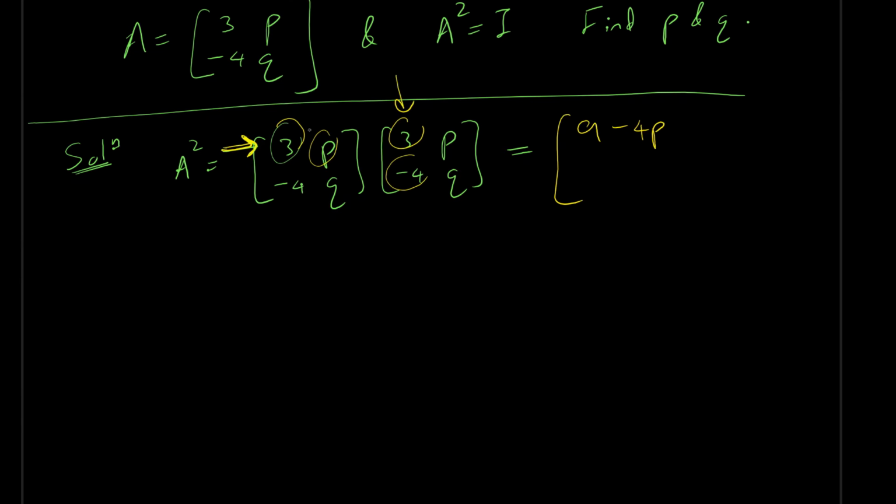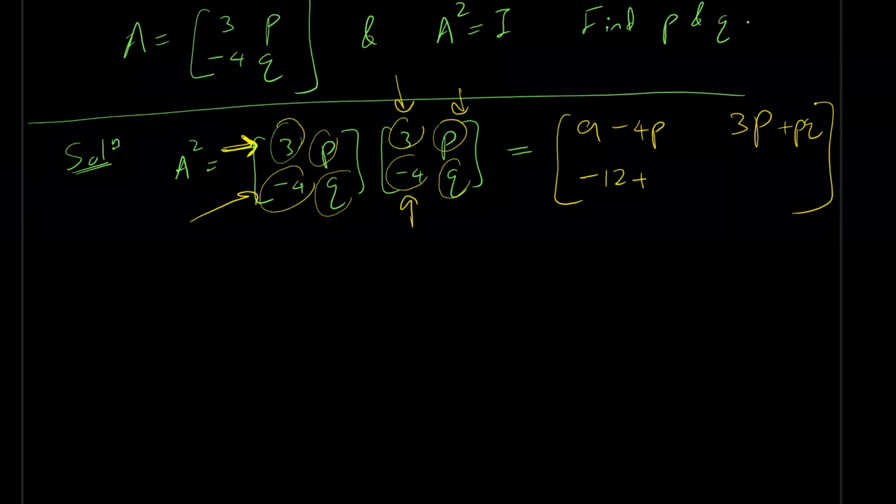Next, this row and this column, so 3P, 3 and P, 3P, P and Q, so PQ. Now this row with this column, so negative 4 and 3, negative 12, plus Q and, so negative 4P, negative 12, negative 4P. Wait, negative 12, negative 4Q, you have to be careful.